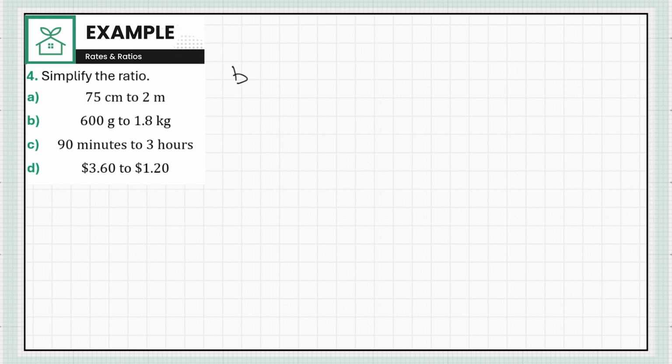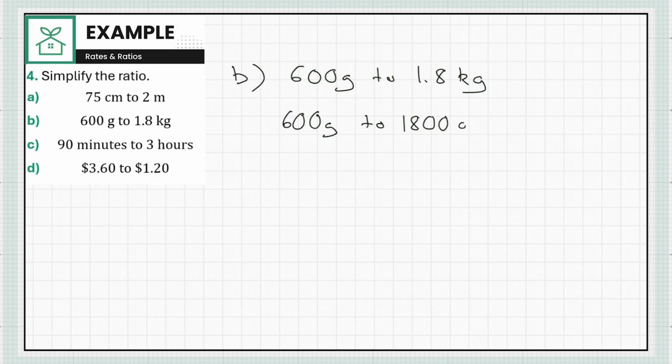Alright, let's look at B. So for B we have 600 grams to 1.8 kilograms. First, let's express them in the same units. So 600 grams to 1,800 grams. Now, let's look for the highest common factor. Highest common factor between these two is going to be 600. Okay, divide both sides of the ratio by 600. So 600 divided by 600 is 1, and 1800 divided by 600 is 3.